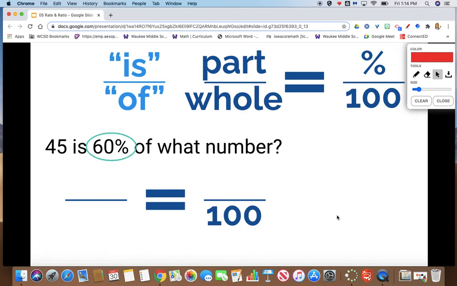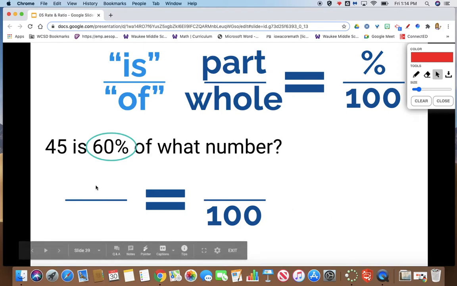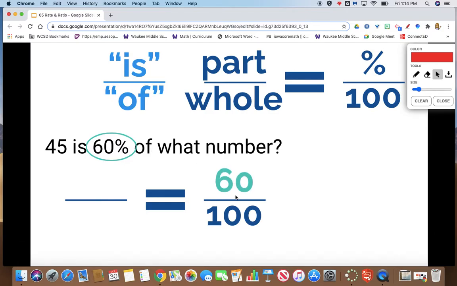The first thing I like to look for in a sentence is, do we have a percent? Did they give us the percent? The percent is usually pretty easy to spot because there will be a percentage sign with it. So here we see 60%. That's going to be my number that goes in the percentage spot. So 60 over 100 is the same thing as 60%.